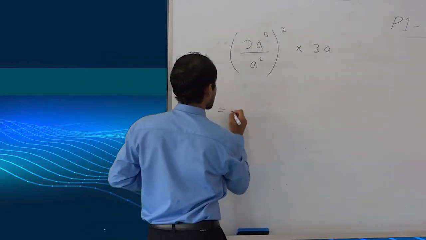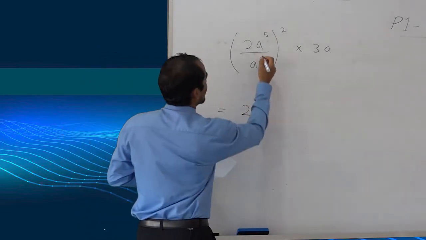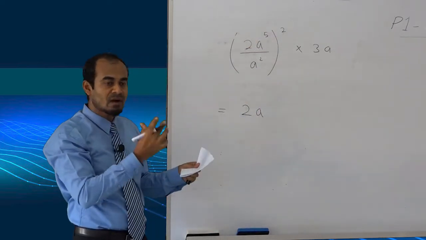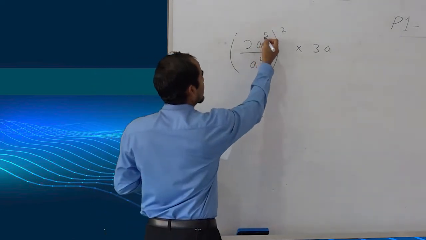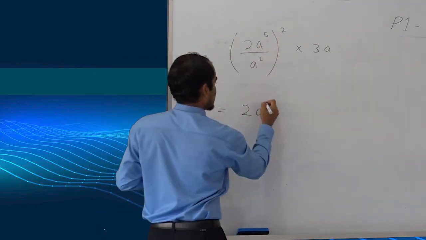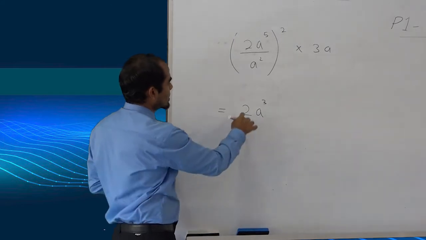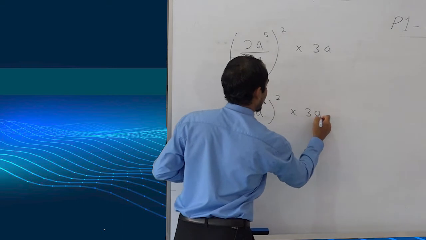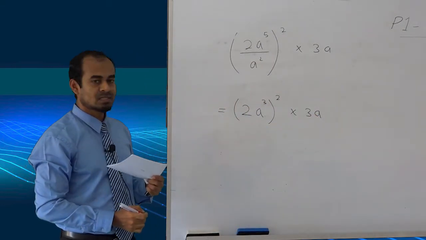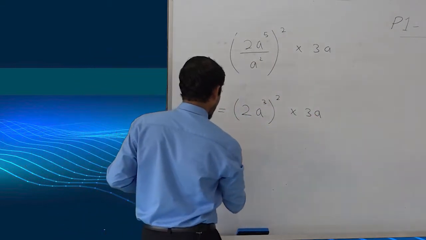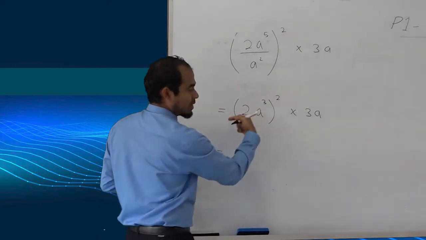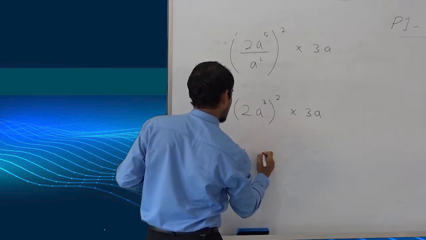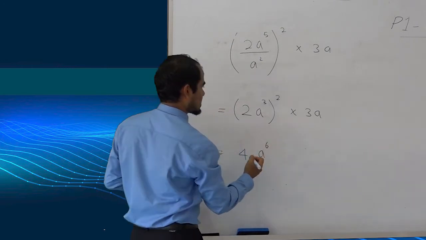So what we will write is 2a. We are just dividing what goes inside the bracket. We need to divide. So it's 5 minus 2, which is 3. So the answer here is 2a cubed, raised to the power 2, times 3a. That makes life much easier for us. Now we bring the power inside. We will get 2 squared, which is 4, times a to the power 6.